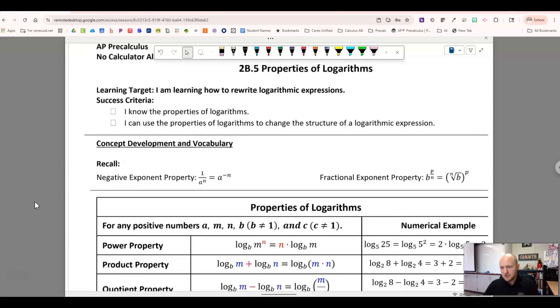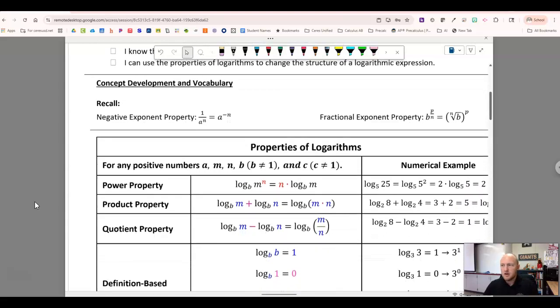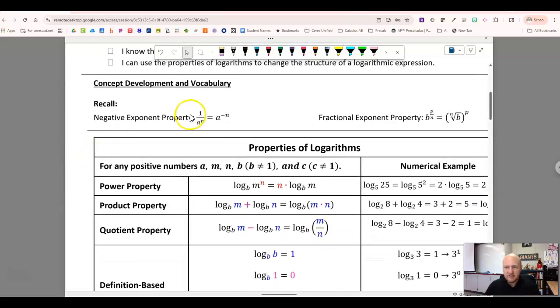Before we jump into the properties of logarithms, a couple of exponent properties are useful just because they will be referenced: the negative exponent property, 1 over a to the power of n. Remember, that's negative n as a power. And then a fractional exponent. The denominator, remember, is a root, and the numerator is a power.